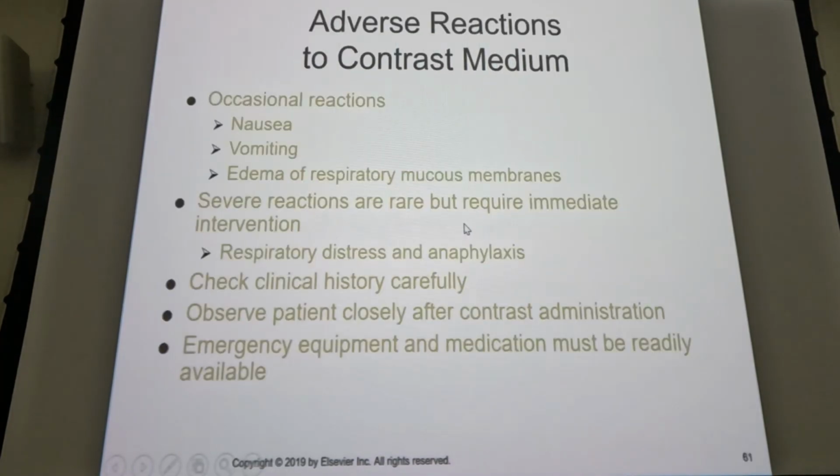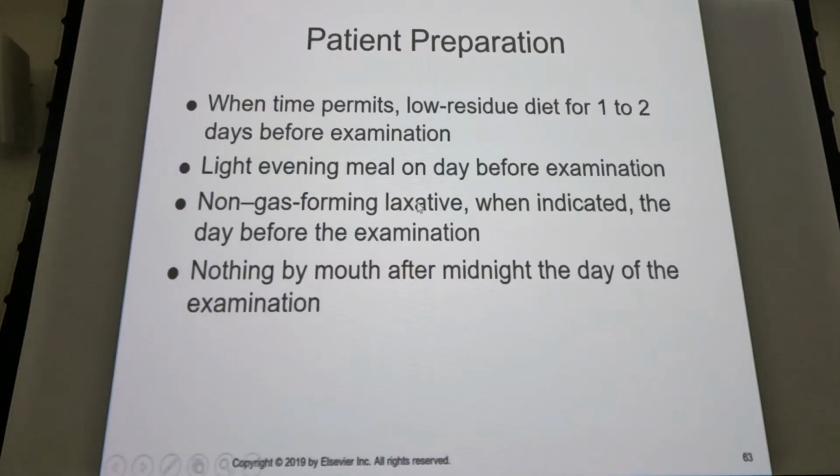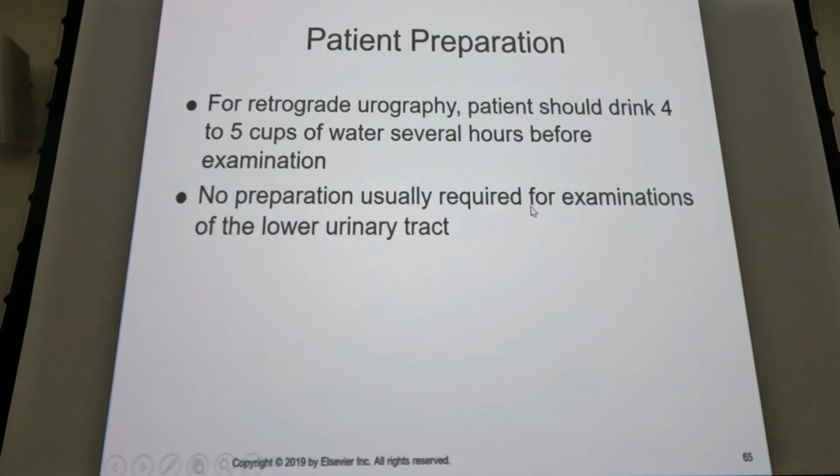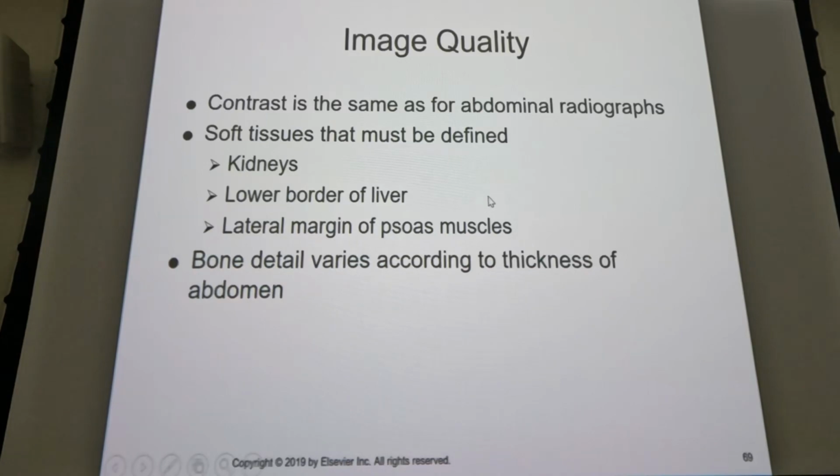Contrast studies, again, reactions, patient preparation. Okay, so patient preparation for an IVP would be a minimum of NPO after midnight. They may ask for cleansing enemas or something like that, but definitely NPO after midnight. I just want to make sure I didn't miss anything since I didn't have this up at all.